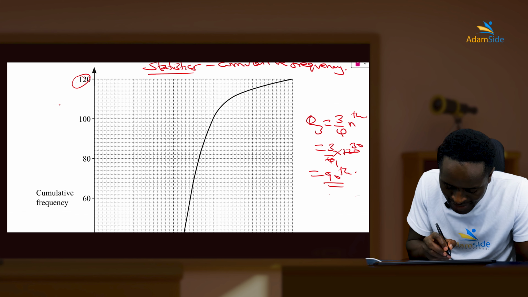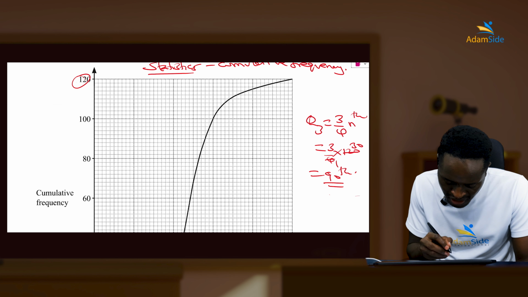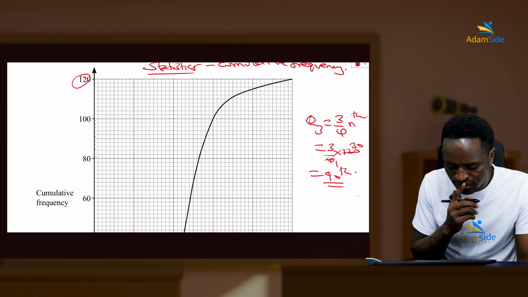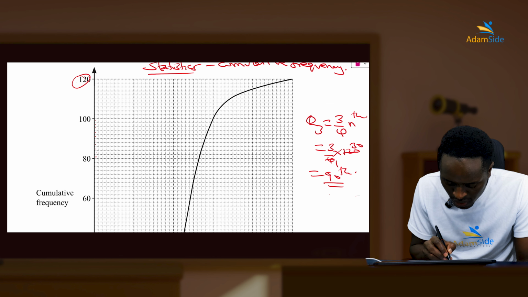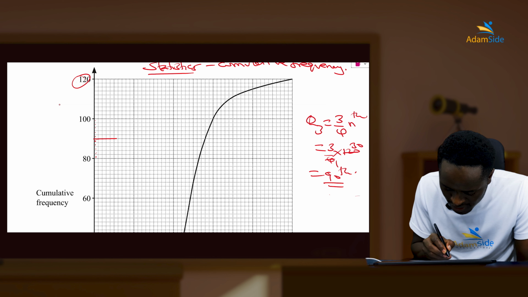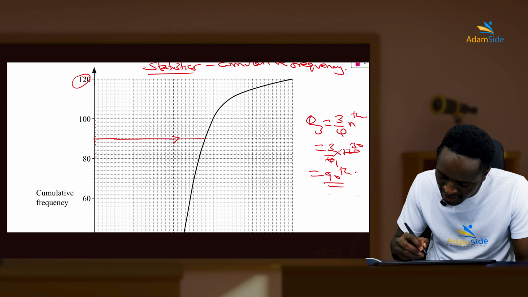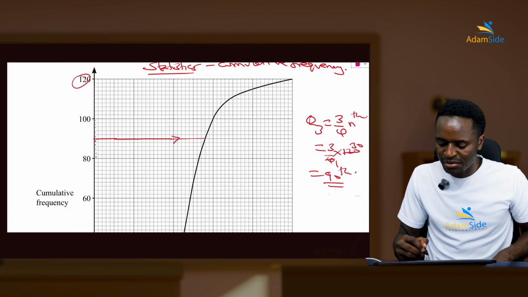So we go to the 90th position, reading the scale. From here up to here, how many boxes? 1, 2, 3, 4, 5, 6, 7, 8, 9, 10. So 5 boxes is 10. This is where 90 is. And we draw a straight line to the cumulative frequency curve, and then find a proper estimate down.